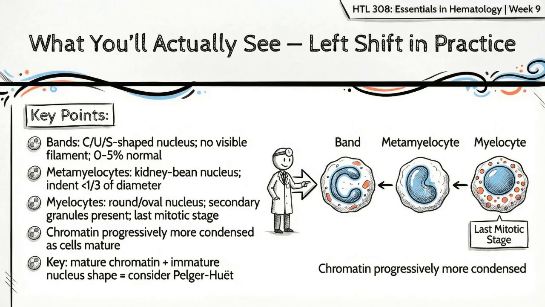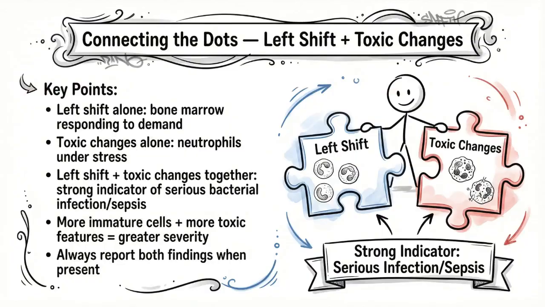Let's see how this combines with our previous discussion. Here's where we start connecting the dots into clinical interpretation. A left shift alone tells you the marrow is working hard. Toxic changes alone tell you the neutrophils are stressed. But when you see both together, a left shift with toxic granulation, dual bodies, and vacuolation, that's a powerful combination that strongly suggests a serious bacterial infection or sepsis.